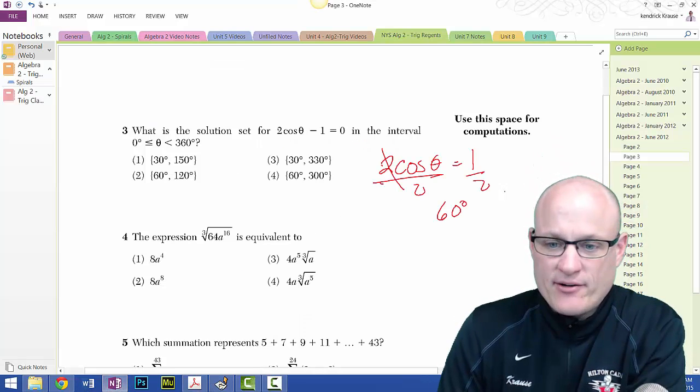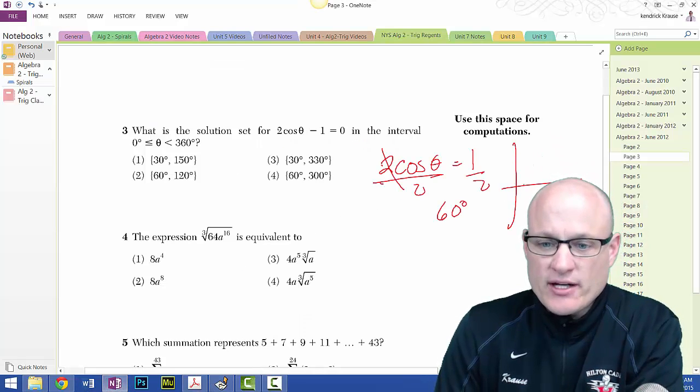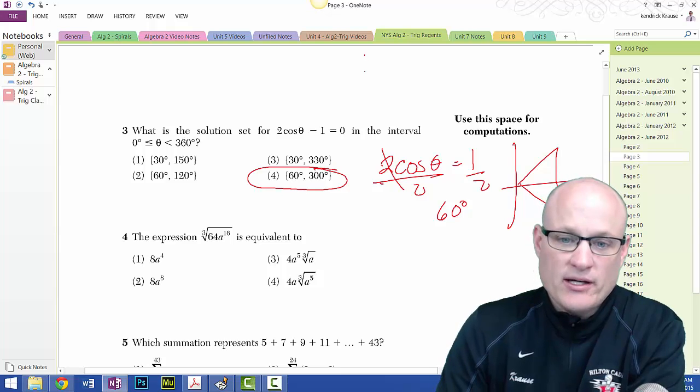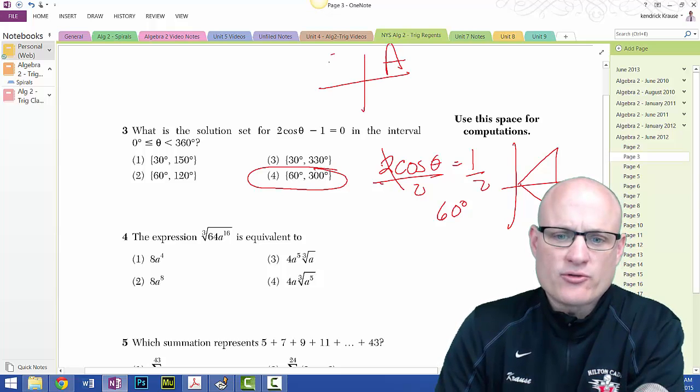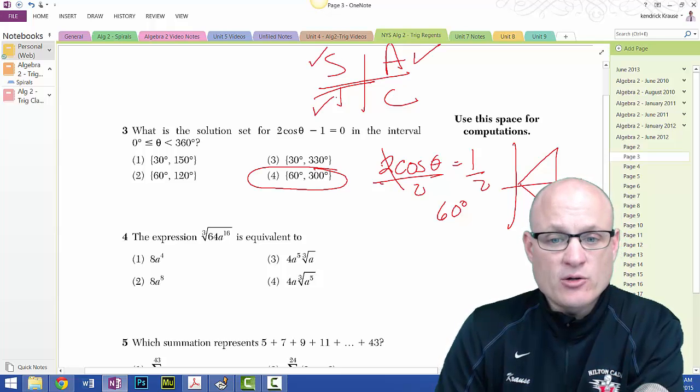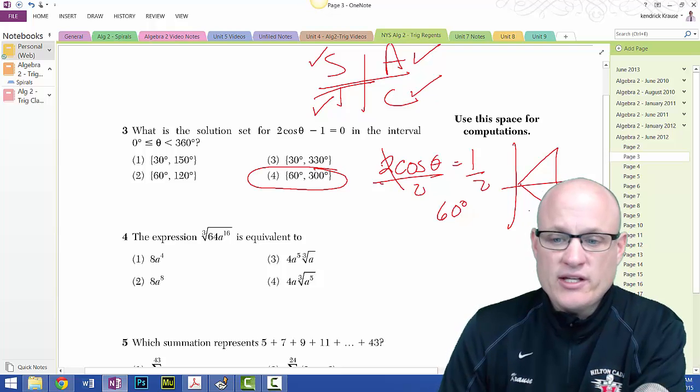Wait a second now. We've got to think. Cosine is positive in the first quadrant and in the fourth quadrant. So we need 60 and 360. By the way, just in case you're wondering, all students take calculus. All of them are positive here. Sine and cosecant, tangent and cotangent, cosine and secant are positive.